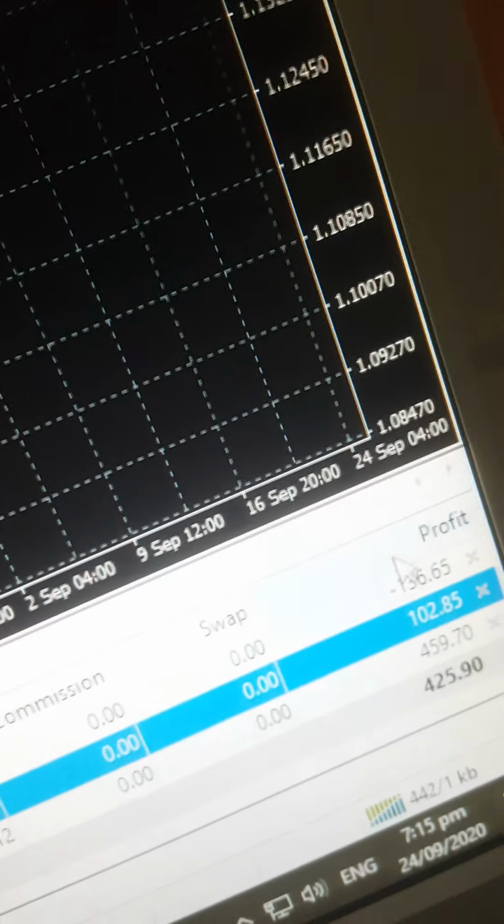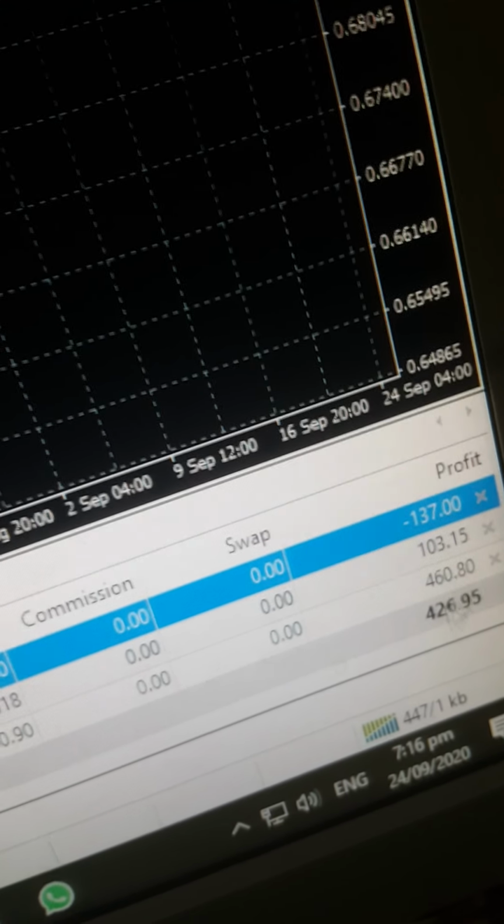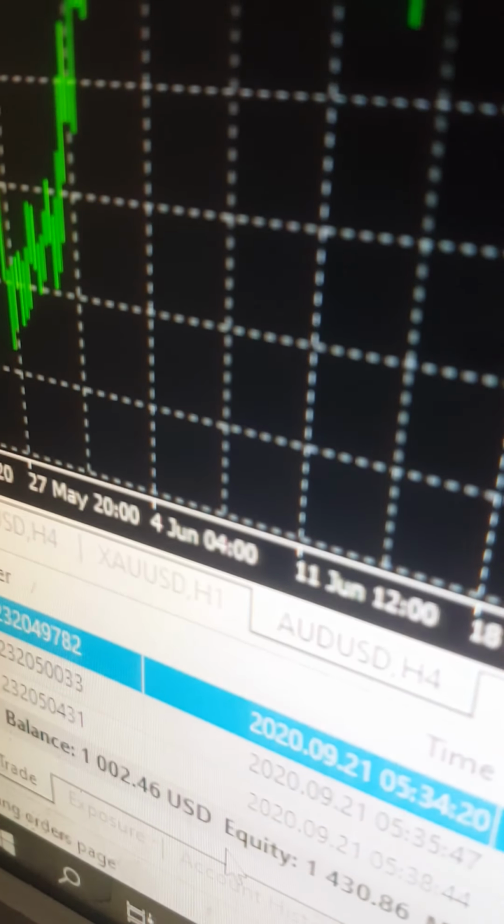Three of them, but the AUDUSD is going in the minus, but who cares, we are still in the money, man. $427 profit, and the account balance is $1,002, man.